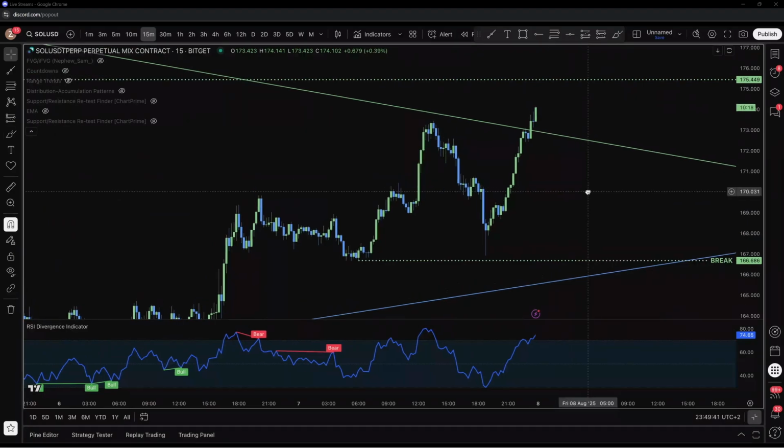Yeah. Trying to avoid the urge to be greedy and hold it longer and longer, and just take some off the table. Relatable.